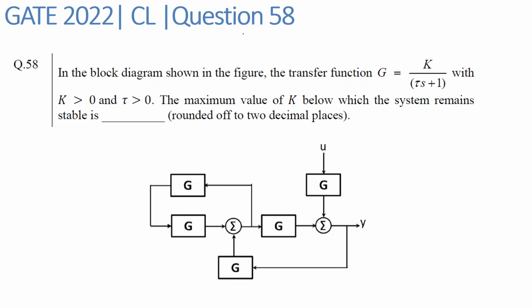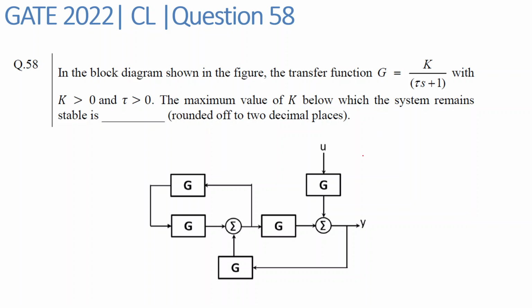We are solving question number 58 of GATE 2022 related to the subject of process control and instrumentation. And the question is, in the block diagram shown in the figure, the transfer function G is equal to K upon tau s plus 1 with K greater than 0 and tau greater than 0. The maximum value of K below which the system remains stable is dash, rounded off to 2 decimal places.